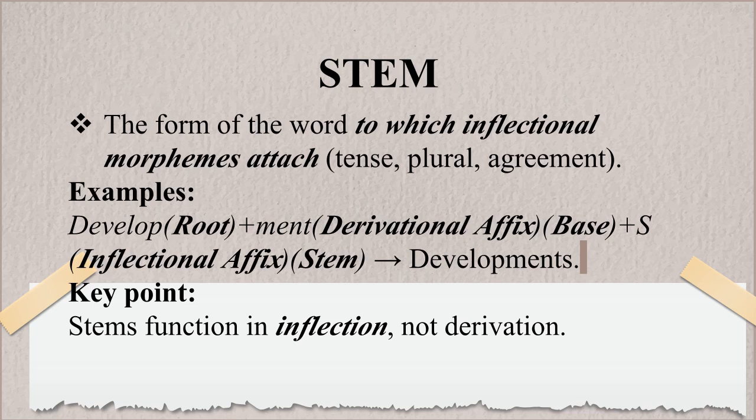For example, in the word developments, we start with the root develop, add the derivational suffix ment to form the base development, and once we attach the plural marker s, the resulting form functions as a stem. The key idea to remember is that stems are involved in inflectional processes only, not derivational ones.